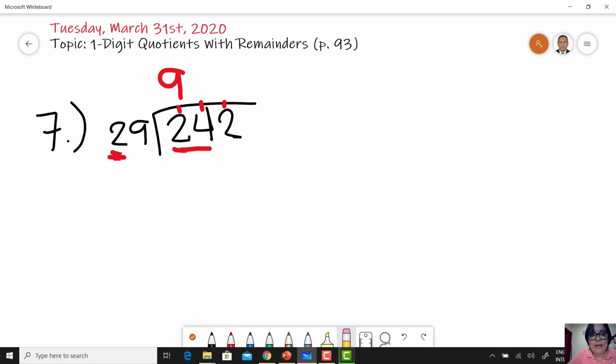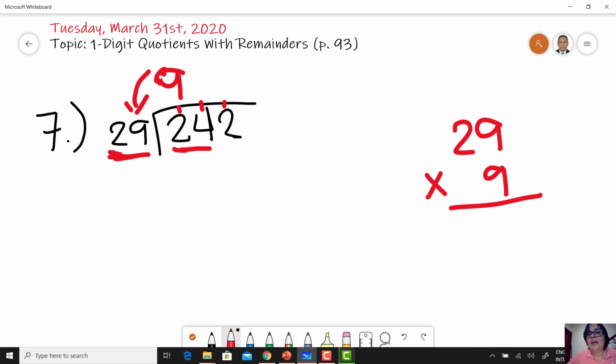We have to multiply 9 times 29. So let's do it apart. Or 29 times 9, that is the same. 9 times 9, 81, excellent. 1 in here and 8 in here. 9 times 2, 18 plus 8, 26, excellent. What happened in here? That 261 is greater than 242. Okay, so we cannot use number 9.